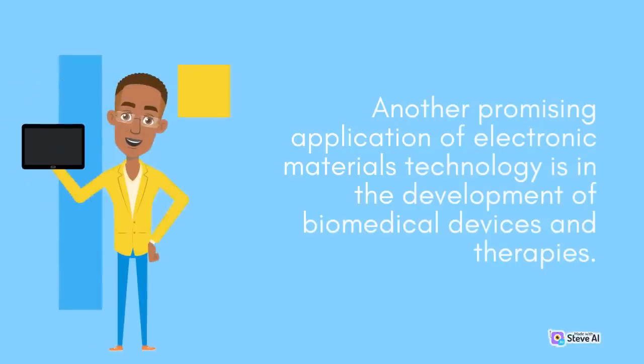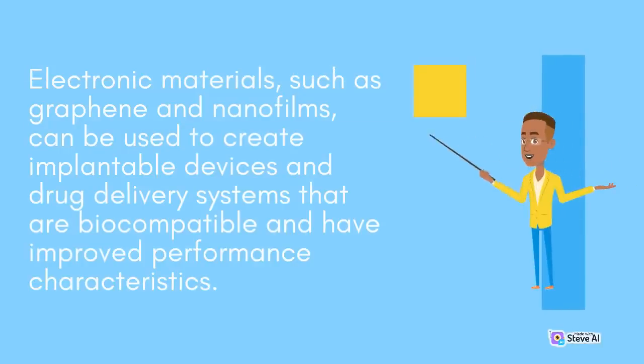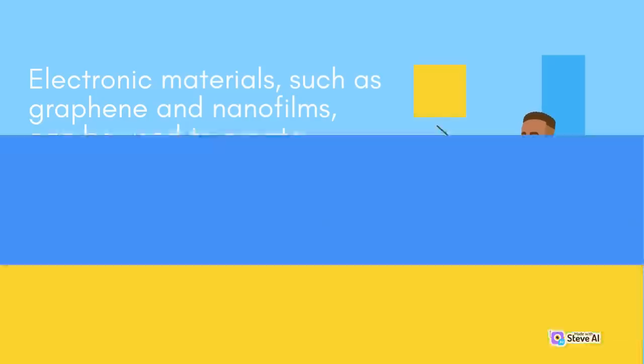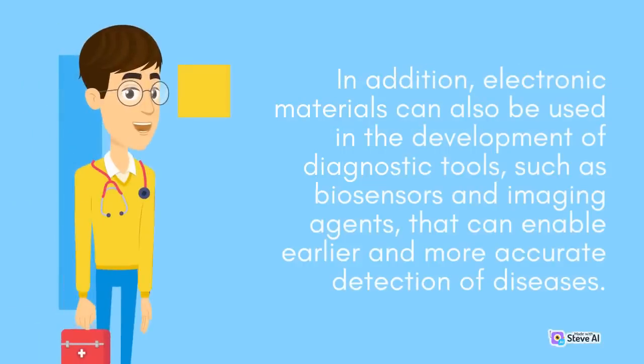Another promising application of electronic materials technology is in the development of biomedical devices and therapies. Electronic materials, such as graphene and nanofilms, can be used to create implantable devices and drug delivery systems that are biocompatible and have improved performance characteristics. In addition, electronic materials can also be used in the development of diagnostic tools, such as biosensors and imaging agents, that can enable earlier and more accurate detection of diseases.